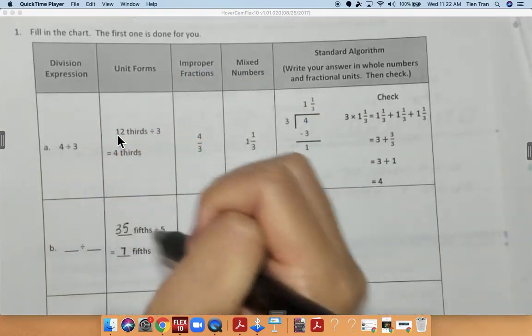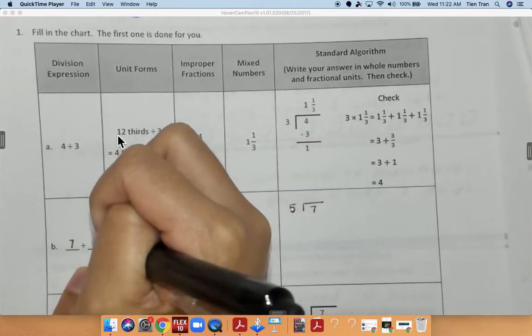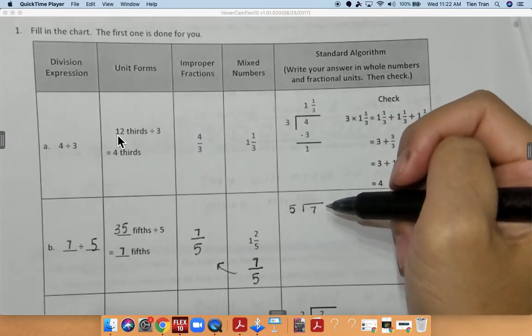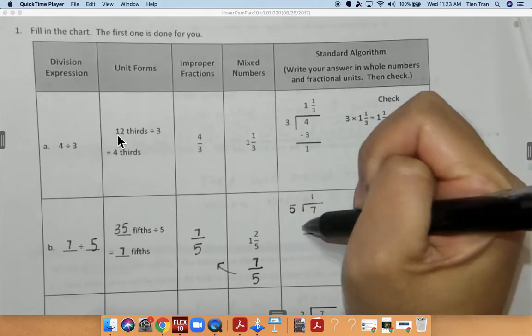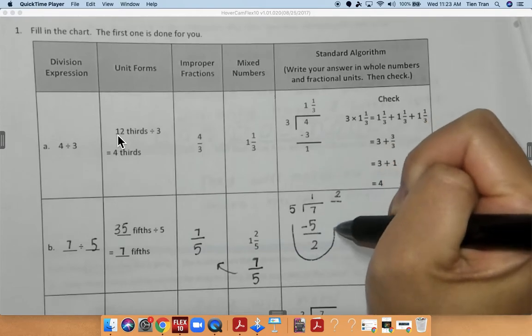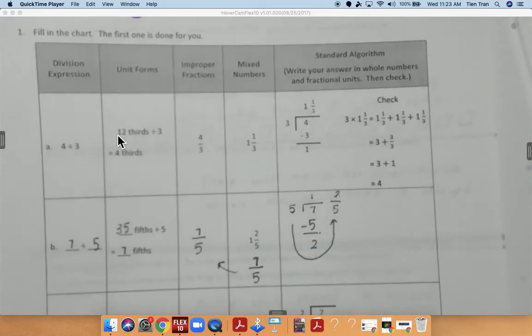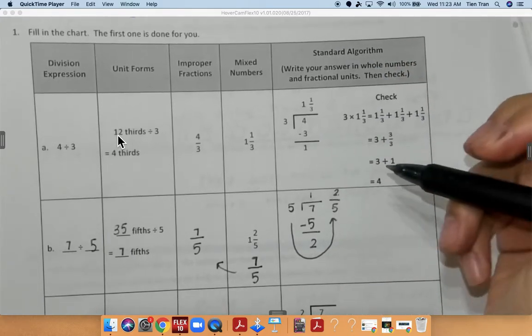Over here, what we're going to have is 7 divided by 5. And that means that I am dividing over here for my standard algorithm. How many times can 5 go into 7? One time. 7 minus 5 is equal to 2, and my denominator is 5. So I get 1 and 2 fifths. Now to check, because that's what they did over here, I'm going to make sure I check my work.